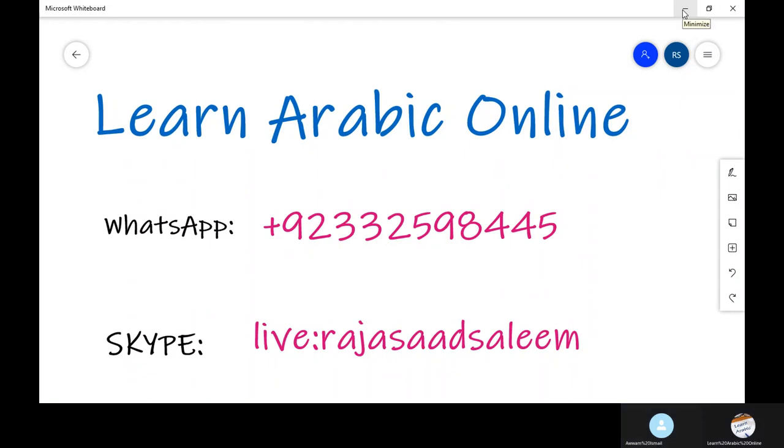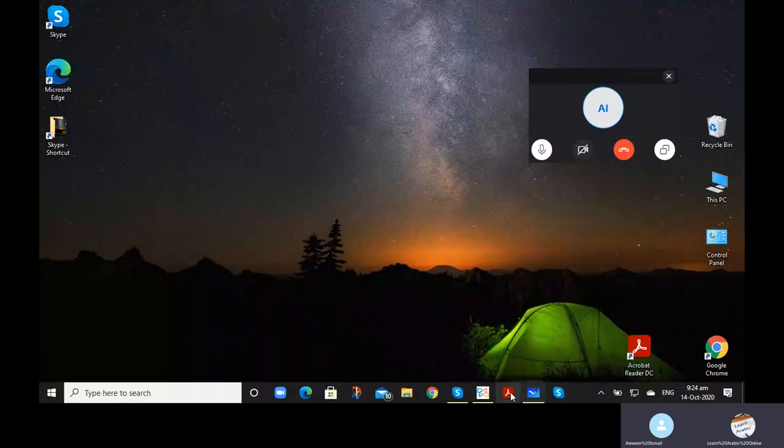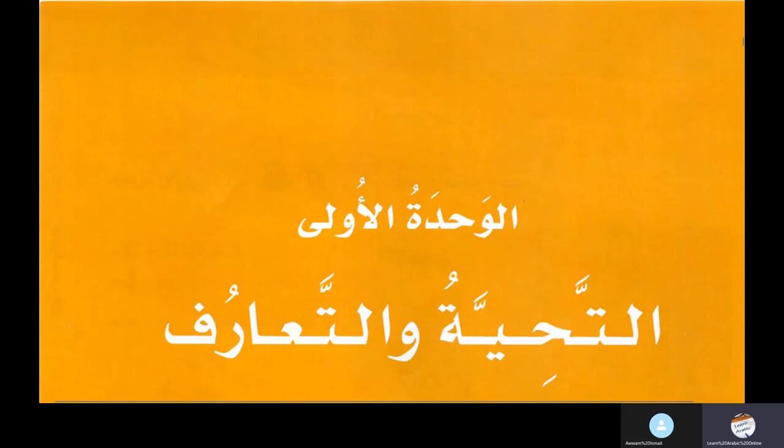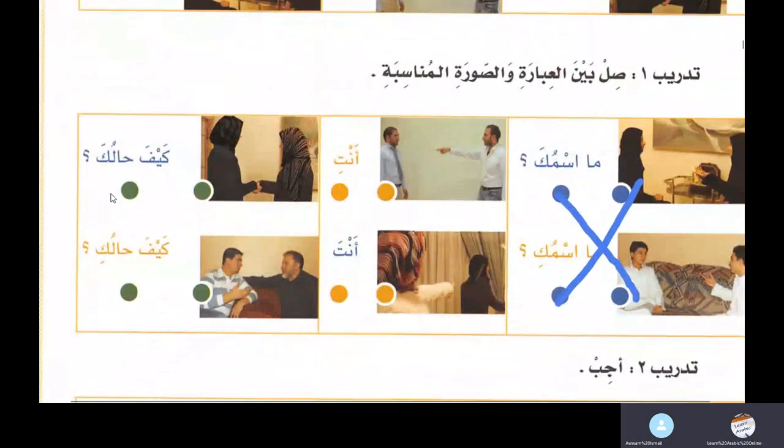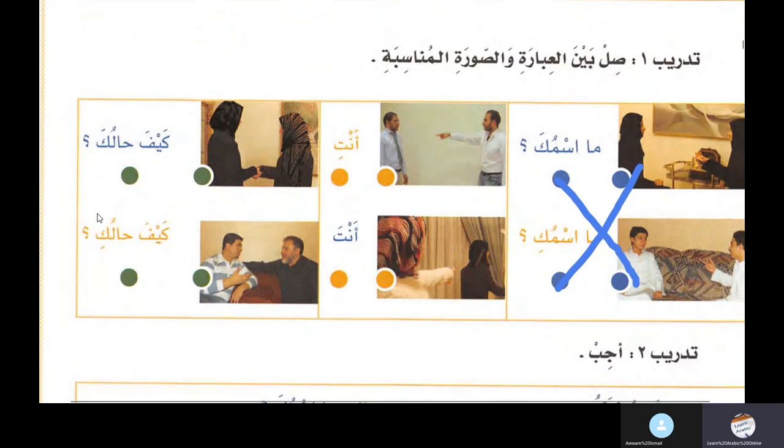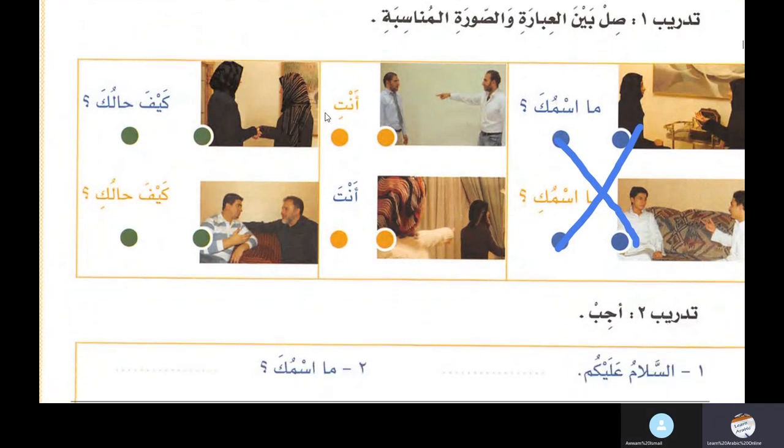Bismillah ir-Rahman ir-Rahim. So now look here. This is the first exercise. This is your homework. Last time I told you to complete it. Now you have the book. You will join these words with the pictures and send me the picture.